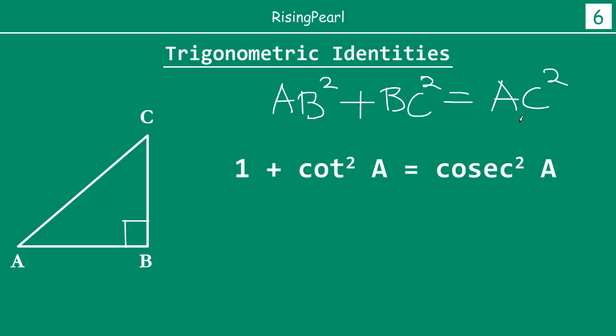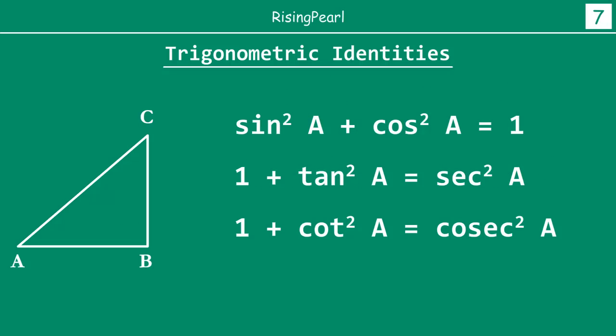by the adjacent side AB square. That gave us 1 plus tan square A equal to sec square A. And finally, just now, we divided both sides of the Pythagoras theorem by BC square, and that gave us 1 plus cot square A equal to cosec square A. So these are the three identities: sine square A plus cos square A equal to 1, 1 plus tan square A equal to sec square A, 1 plus cot square A equal to cosec square A.